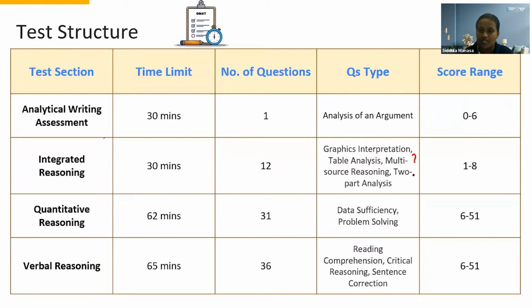Integrated reasoning section, again, is 30 minutes to answer 12 questions. These are the four question types, where the score ranges from 1 to 8 points. And the QR section, 62 minutes, you will have to solve 31 questions. The question types are data sufficiency and problem solving, and the scale ranges from 6 to 51 points. Whereas the verbal reasoning section, 65 minutes to answer 36 questions. And these are the three question types that you need to nail in that 65 minutes, where the score ranges from 6 to 51 points.